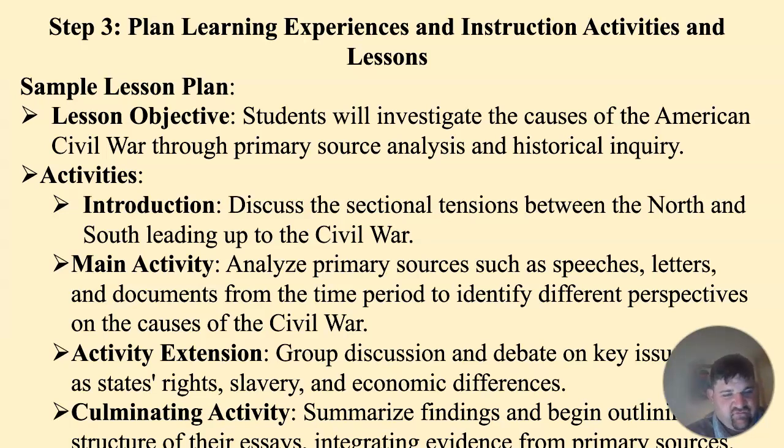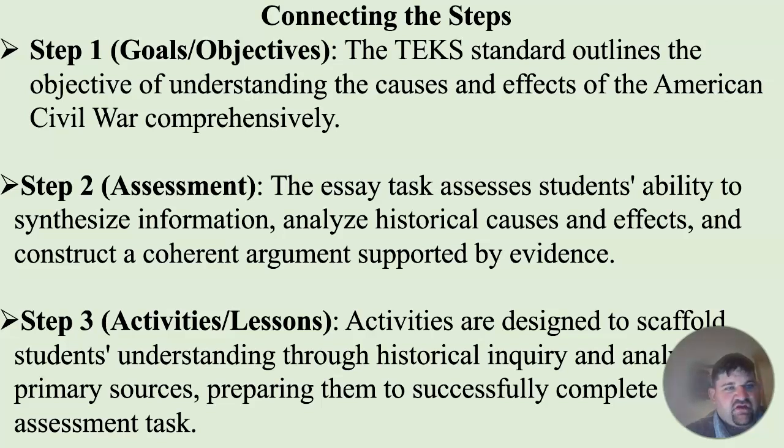They can talk about the causes of the Civil War. They can do group discussions, and they can debate key issues, and they can summarize their findings and outline the structure of their essays. And then they can indicate the evidence of primary sources. So there's where it all ties together. Step 1, step 2, and step 3, all coming together, and this is how backward design works, with those 3 steps coming together like that.